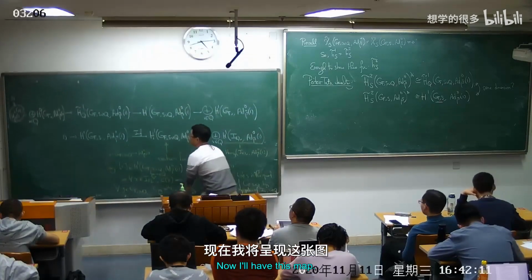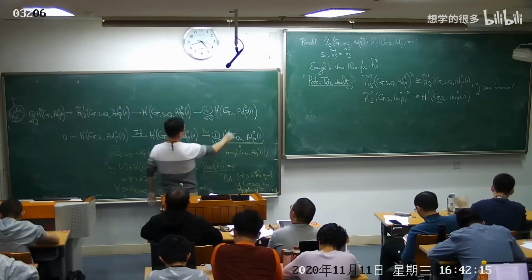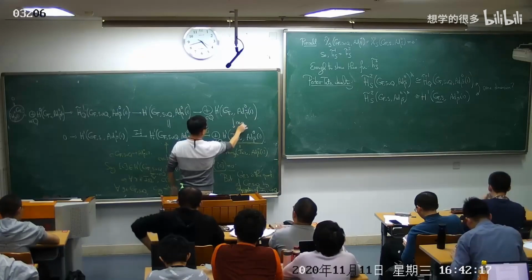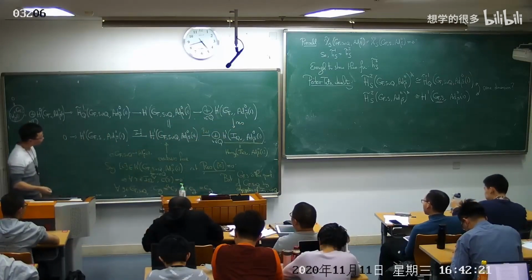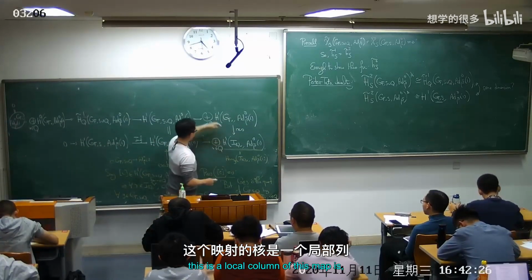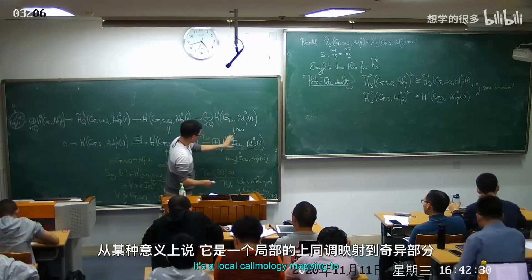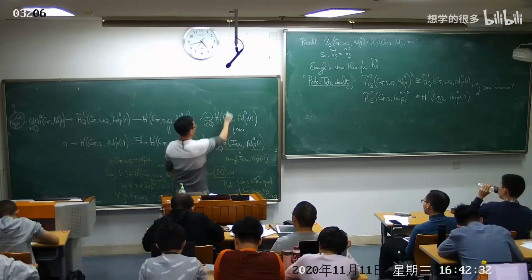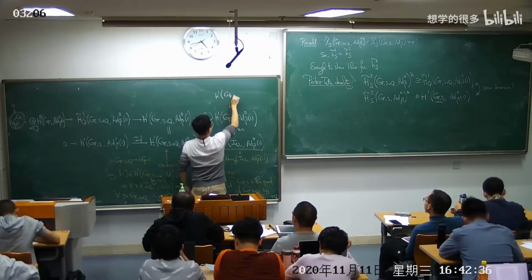Now I have this map. This is the same thing, and this is a natural restriction map from the Galois group back into that. And the kernel of this map is a local Galois cohomology calculation. So it's local Galois cohomology mapping to the singular part in some sense. So the kernel is precisely H1 of the finite field cohomology.